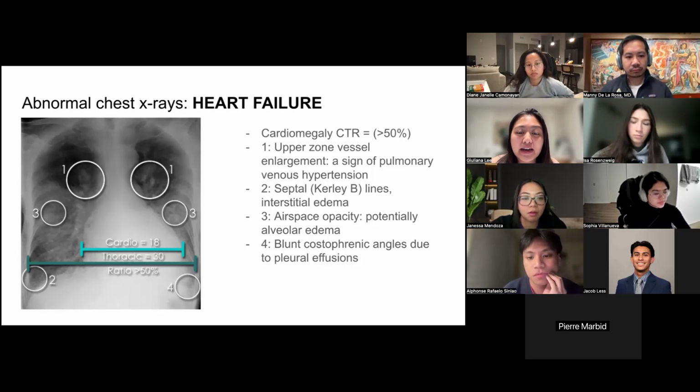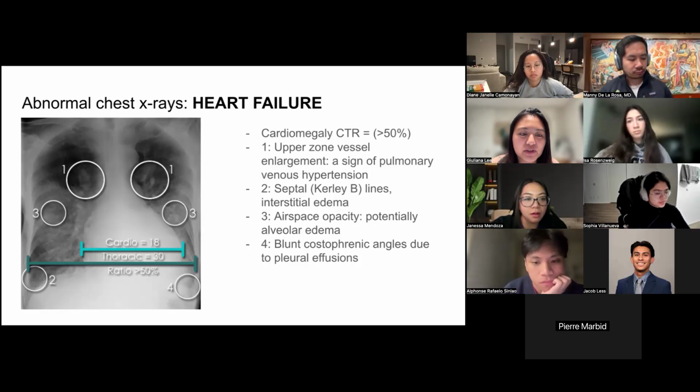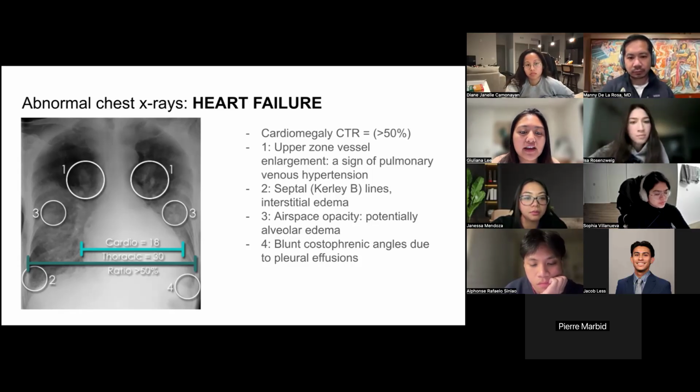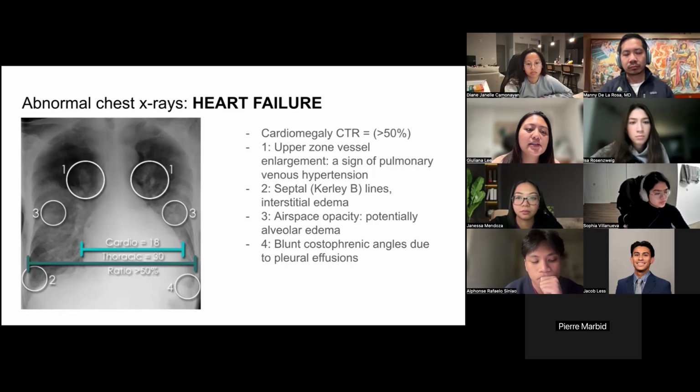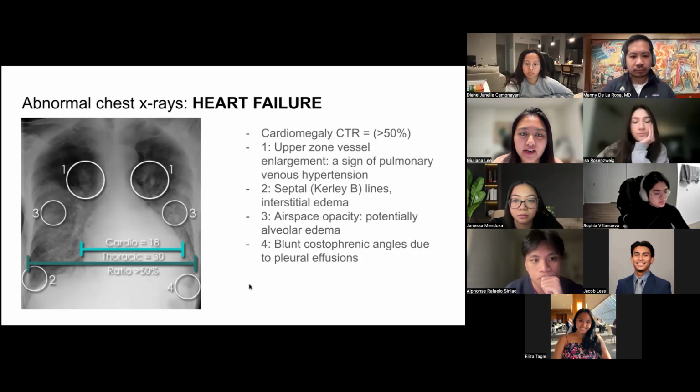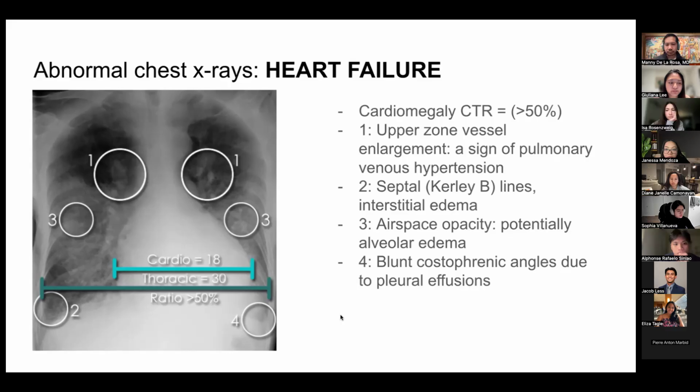Called out that there are these bilateral airspace opacities, which could potentially be alveolar edema. And then, as Diane said, especially on the left lung, the costophrenic angle is blunted. Additionally, there's cardiomegaly, that heart silhouette is more than 50% of the entire chest wall width. So all of these are chest X-ray signs that are classic for heart failure.